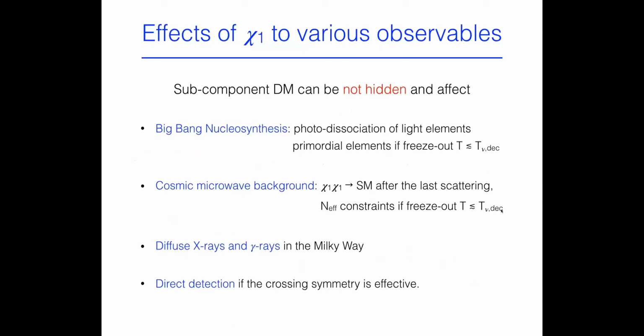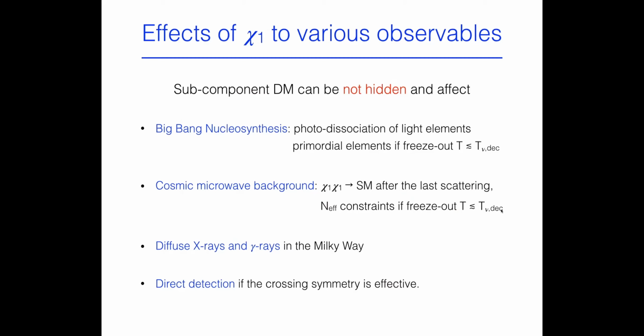So we can conclude that subdominant dark matter cannot be hidden and affects various observables, like various phenomenologies in the Big Bang, including Big Bang nucleosynthesis and photodissociation of light elements. And if the light dark matter annihilation process into the standard model sector freezes out below the neutrino decoupling temperature, it can also affect the abundance of primordial elements. It can also affect the cosmic microwave background observation results, because light dark matter pair annihilation into the standard model sector can inject energy after recombination. And we can also consider the N effective constraints if it freezes out after the neutrino decoupling.